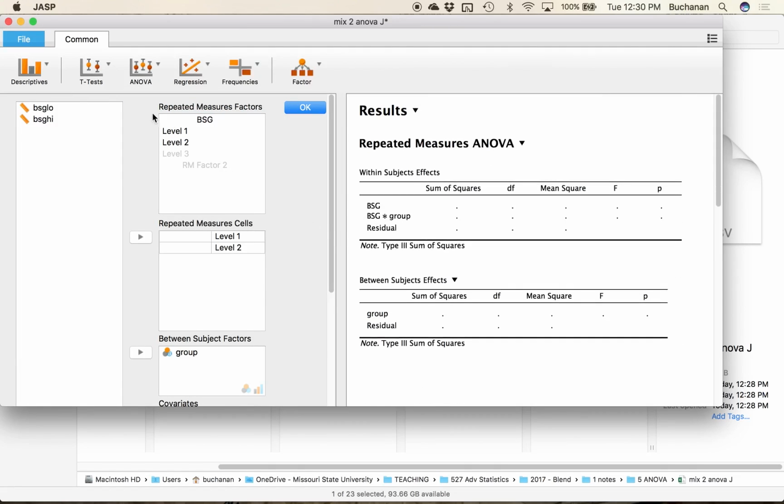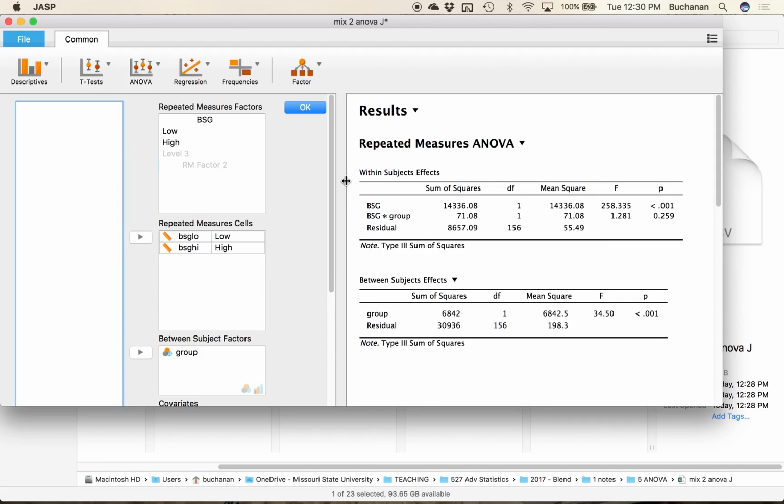Just was trying to show you that it labels it over here. I'm going to say level 1 is low, level 2 is high. And that just makes it a little easier for you in the output. We'll put low and high in the appropriate places over here. It's going to auto-update my ANOVA over here after it runs.